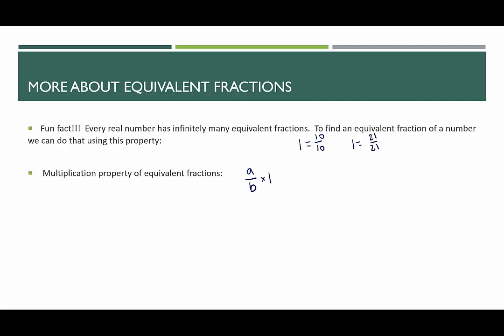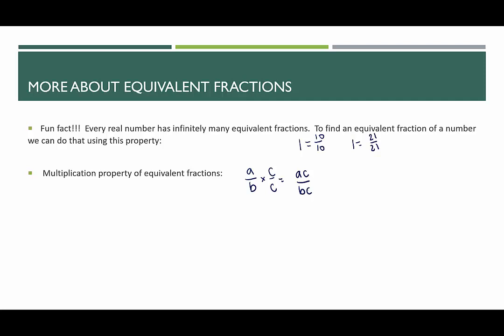So instead of actually multiplying just by 1, we multiply by something that is equivalent to 1, such as 10 over 10 or 21 over 21. Generically, since I don't want to say 10 over 10 because we can multiply by anything else, I'm going to replace 1 with c over c. And then we get a times c in the numerator and b times c in the denominator, and that's an equivalent fraction.